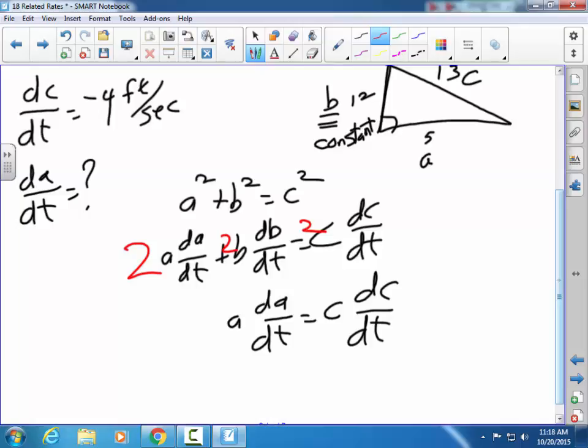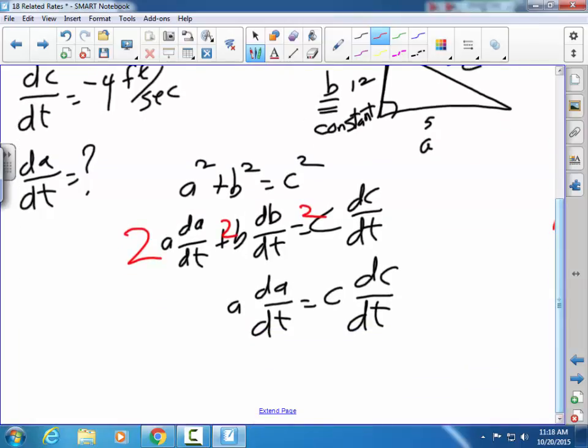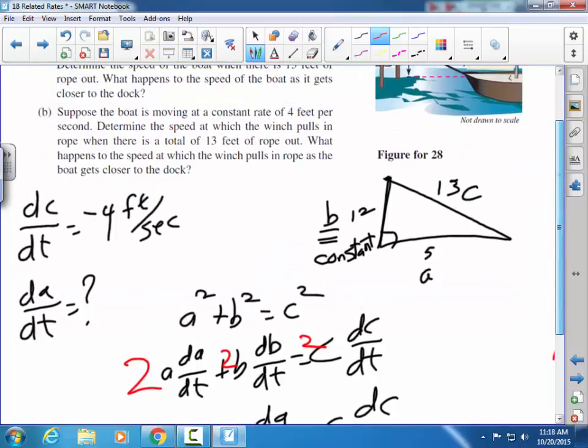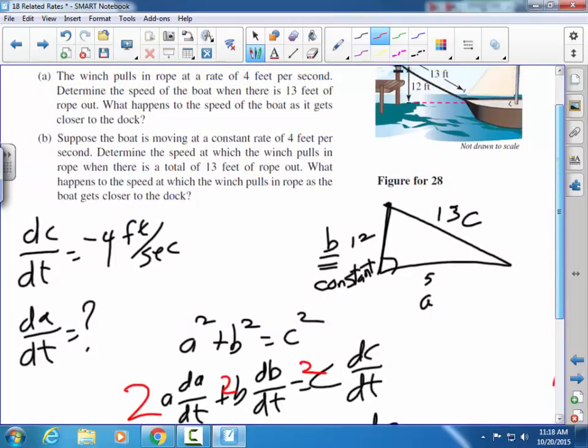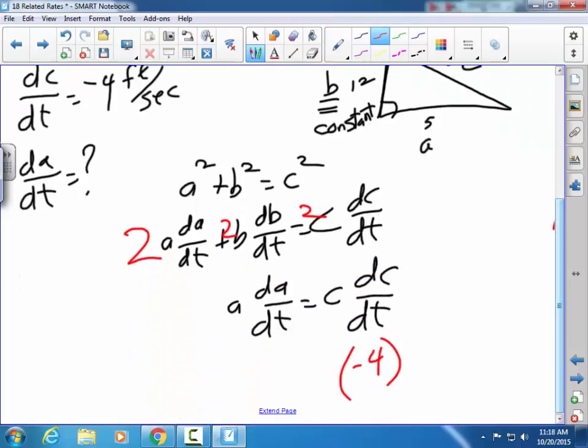Well, I see that we've got 4 things, A, dA, C, and dC. We're looking for dA. We know dC is -4. C is 13. Determine the speed when there's 13 feet of rope out. So this is 13. We know A is 5. Tell me how we know A is 5.